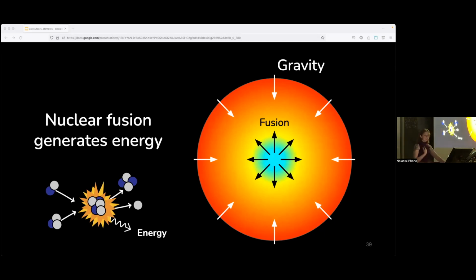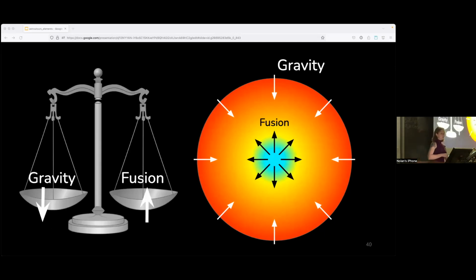And this generates a lot of energy. And that energy is going to push back against the force of gravity and support the star. It's going to stop it from collapsing. And eventually, the star will be a balance between the force of gravity pressing in and the pressure from fusion pushing out. And it can stay here, burning hydrogen very stably, very calmly, for often billions of years. This is what our sun is doing right now.